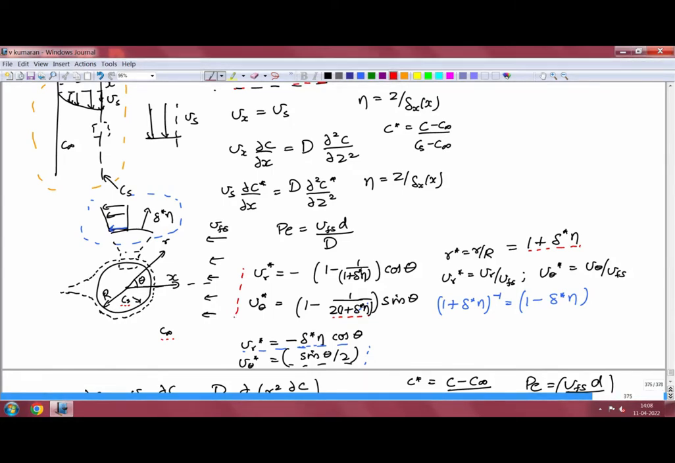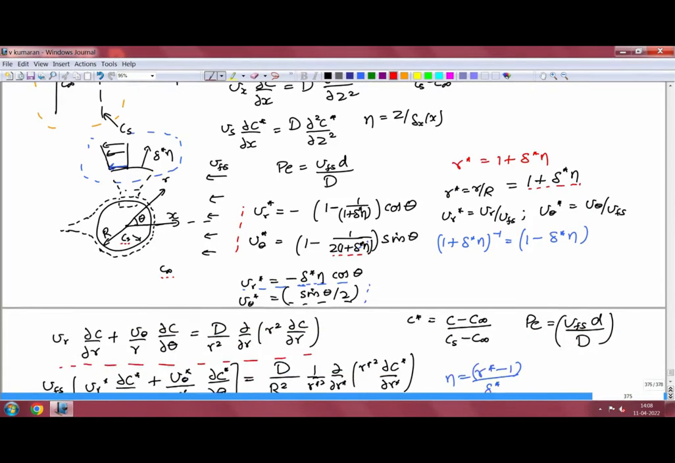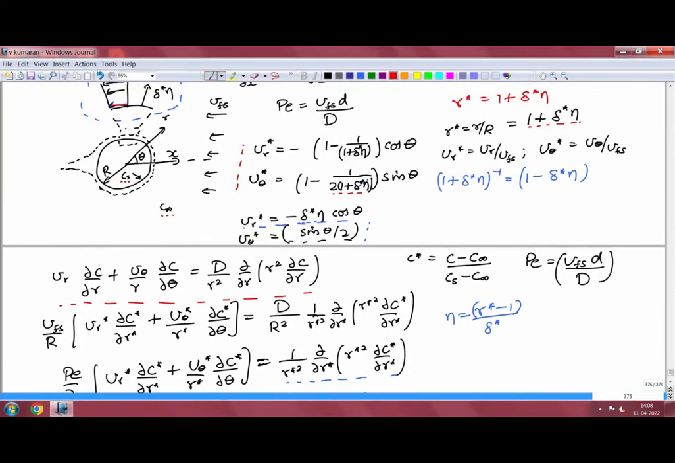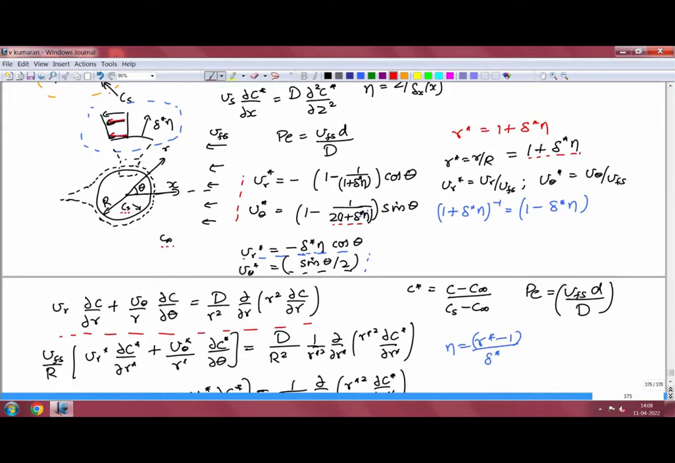the surface was small. Therefore, I could define r star is equal to 1 plus delta star eta, and expand the velocities Vr and V theta in terms of this coordinate r star and theta, and retain only the largest terms. We found that V theta, the velocity in the streamwise direction, was finite at the surface. So, there is a slip at the surface, and V theta was equal to sin theta by 2 in the plus theta direction. Vr was 0 at the surface.